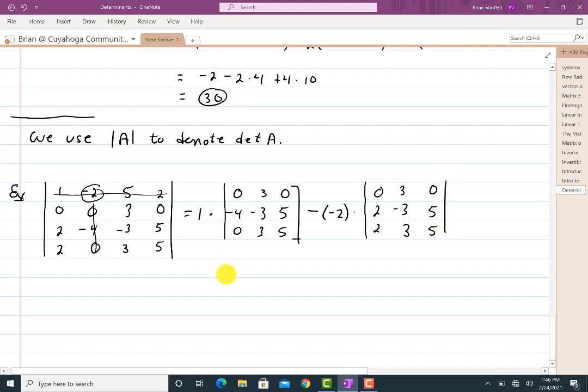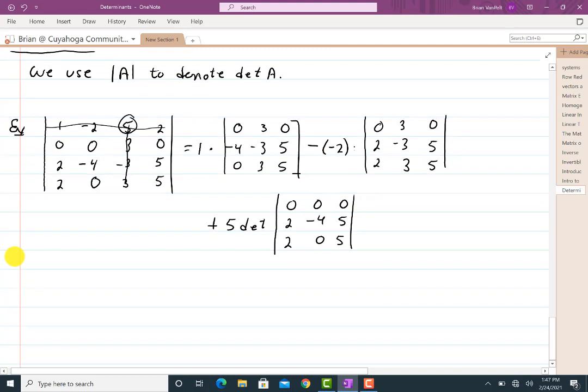Once again, alternate signs. So let me go ahead and take my markings away if I can. That spot right there was a 0. It didn't let me take them out all the way. Okay, now I'll go with the 5. Mark its column and its row. And what's left over? 0, 0, 0. 2, negative 4, 5. 2, 0, 5.